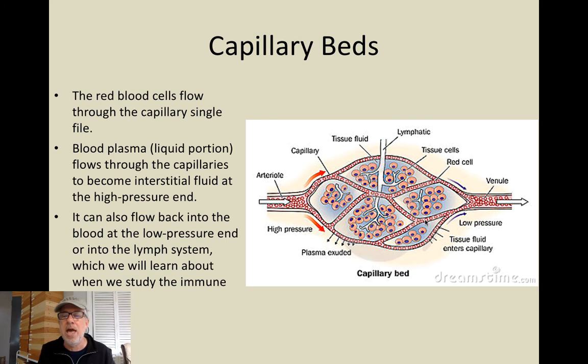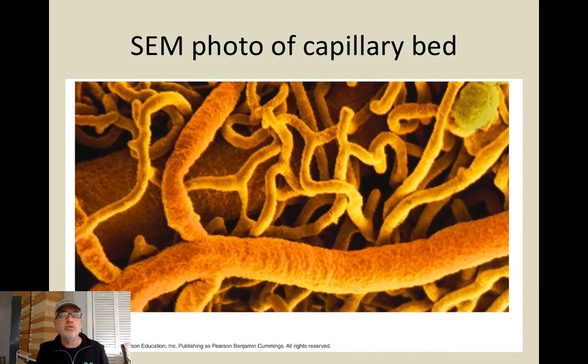So the body has a way of adding or taking away interstitial fluid and putting it back into the blood. It can also flow into the lymph system, which is a whole other circulation system that you probably have never heard of, that is associated with the immune system, and we may learn more about that later. Here is a scanning electron micrograph of a capillary bed, and you can see here are the capillaries, here is an artery, here is an arteriole, and it kind of looks like really good pasta, doesn't it?